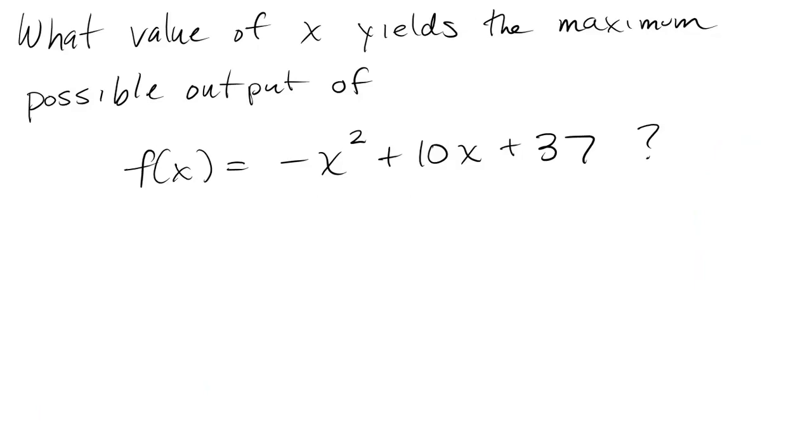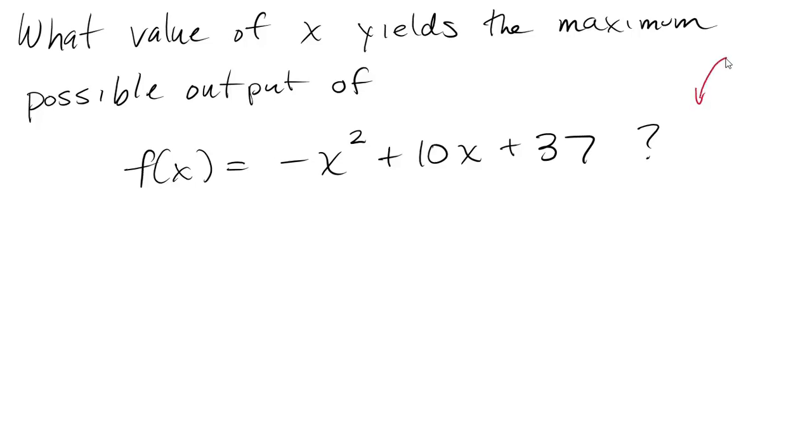Here's a different way to word that kind of question. This says, what value of x yields the maximum possible output of f of x equals the opposite of x squared plus 10x plus 37? Well, first off, how do we know that this has a maximum? How do we know that the range is restricted so that this has a maximum value? Well, we know it's a parabola because it's a quadratic function, and we know it opens downward because the leading coefficient is negative. The value of a is negative.